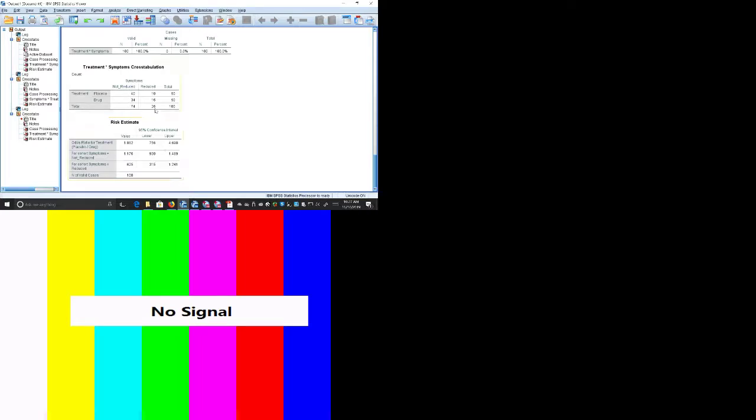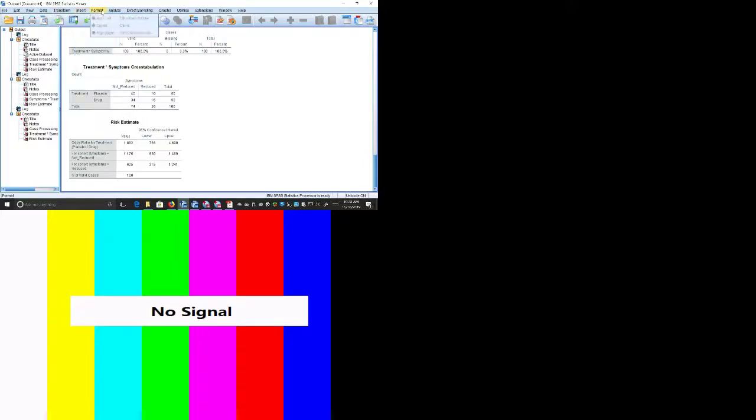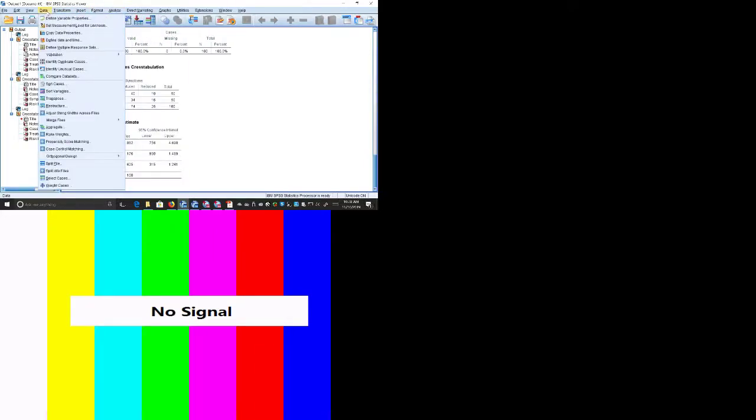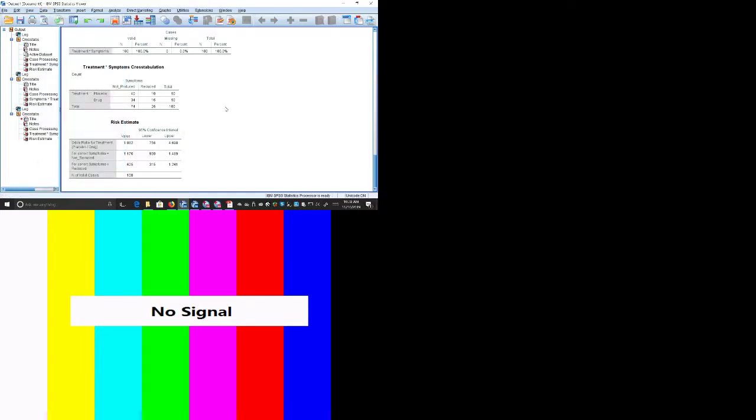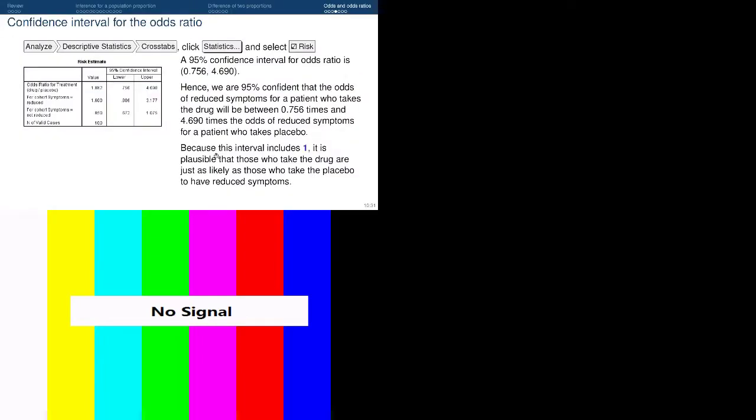So, yeah, I'm a little bit unsure why that has played up. Might be with the way the weight cases is set up. But anyway.